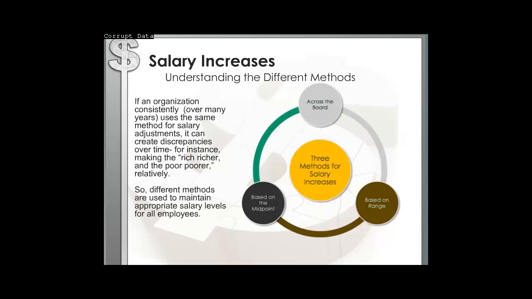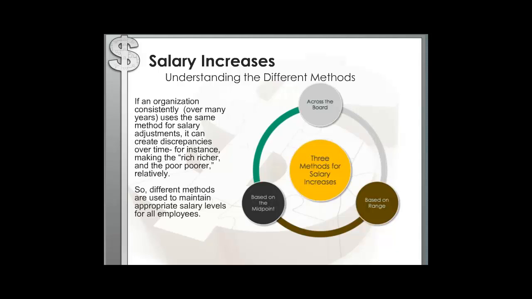Across-the-board raises can also be a dollar amount. For instance, everybody, top to bottom, crossing guard to superintendent, gets $500. That's an exact amount rather than a percentage.